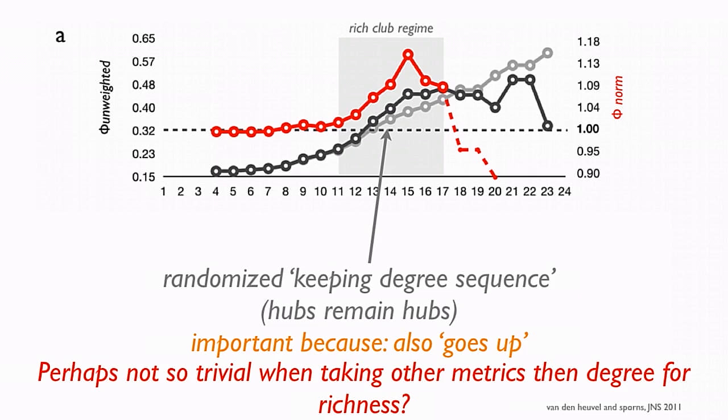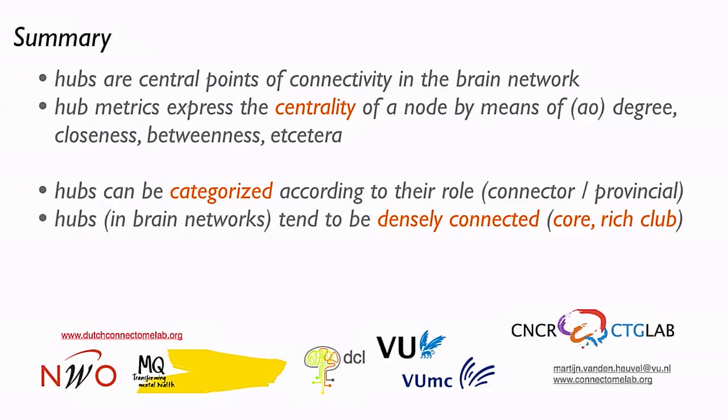So this is really something to keep in mind when you go into the more advanced options and you want to take other metrics of centrality: then really think properly about your null model. And like I said, this is not an easy job to do, and I think there are many open questions in the field.